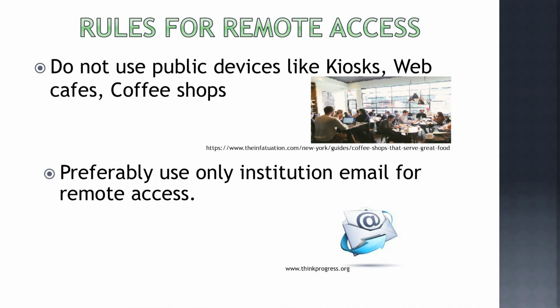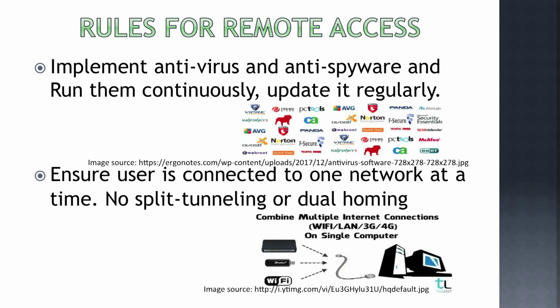Other rules for accessing the remote access are: do not use public devices like kiosks, web cafes, coffee shops. I mean, you do not need to go to these places for having access to your remote control to the systems and the servers. Another rule is that preferably use only your institutional email ID for accessing the remote access. Then always implement an antivirus and anti-spyware and run them continuously and update them regularly in your systems. Then ensure you are connected to one network at a time, which means no split tunneling or dual homing is advised. That means you do not need to use multiple systems, multiple networks while accessing this remote access.